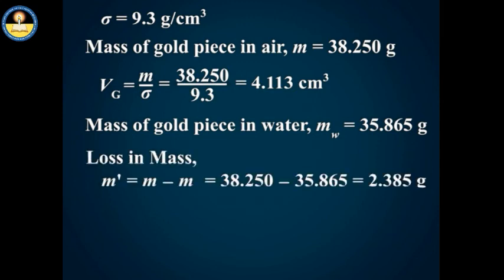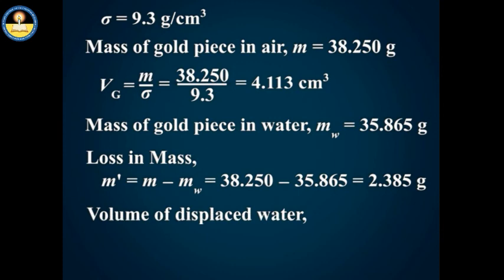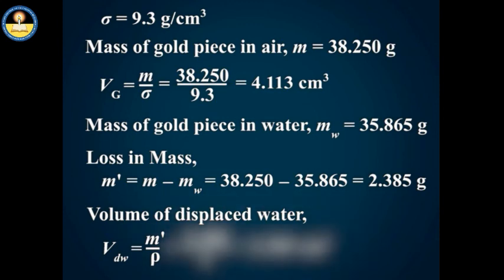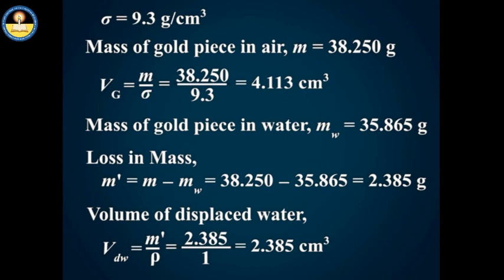Since the mass of the gold piece in water is 35.865 gram, the apparent loss in mass of the gold in water is 2.385 gram. The apparent loss in weight of the gold piece is equal to the weight of the displaced water. Hence, the volume of displaced water is equal to the ratio of its loss in mass and the density of water, which is equal to 2.385 centimeter cube. Since the volume of gold is more than that of displaced water, it has no hollow portion, but it contains some impurities.